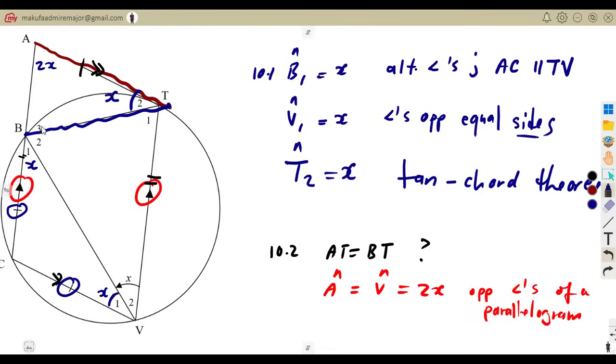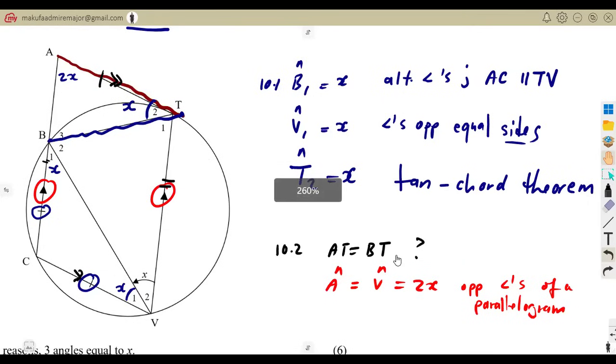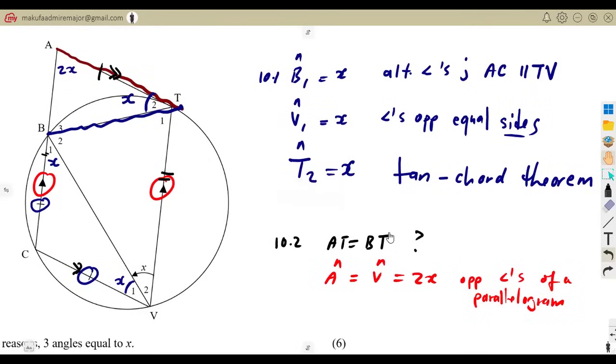Can we determine angle B3? If we can have B3, we can relate in terms of the sides, because this B3 must be equal to 2x. So where can we have B3? And B3 must be equal to 2x. How can we calculate angle B3? All right, let's consider this and see properly, guys.